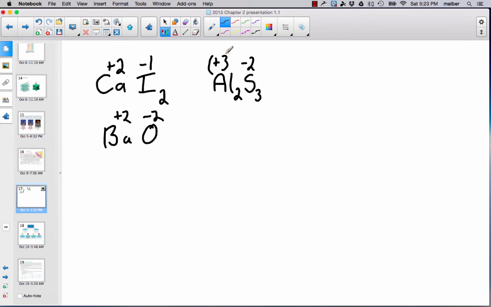And let me just show that a little bit up here as well. So we have that, and we have that. Now we don't write this out. This is not part of the formula. I'm just writing this to explain to you. So what we write is just this. And for the name, we just say the first name as it is, aluminum, and then the second name, we just say the name, but we drop the ending. So instead of sulfur, we say sulfide. So this one is called aluminum sulfide.